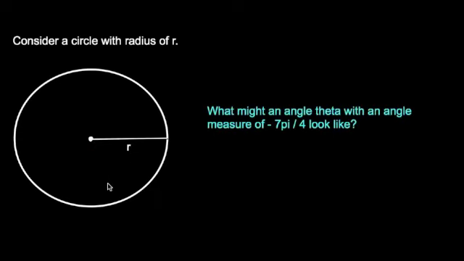What might an angle theta with an angle measure of negative 7 pi over 4 radians look like? Well, it would look like that. We know that negative 8 pi over 4 would be the same as negative 2 pi radians, right? And that would go all the way around in that direction. So here we go almost all the way around, and we leave pi over 4 radians left to still be going, but we don't want to do that because we're only going negative 7 pi over 4 radians.